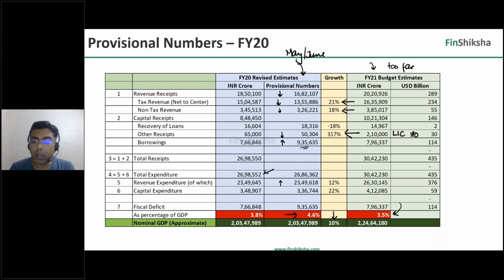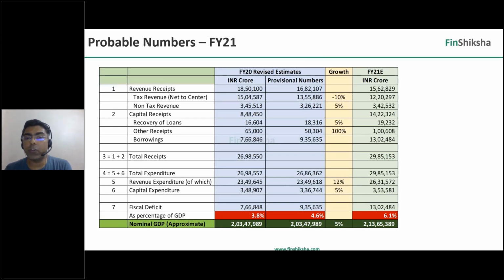But that's unlikely to happen for a variety of reasons. What's likely to happen is we are going to see a degrowth of 10% as we stand today. Of course, these numbers are subject to change. So these are my estimates that I've put in here. If you see a 10% degrowth over 13.5 lakh crore, your tax revenue goes to 12.2 lakh crore. Probably some jump here. I'm assuming a 1 lakh crore kind of revenue from disinvestment.